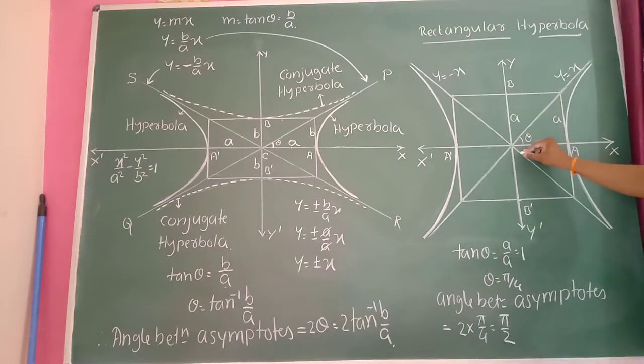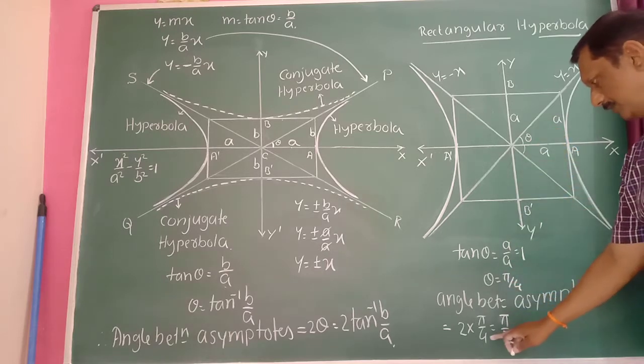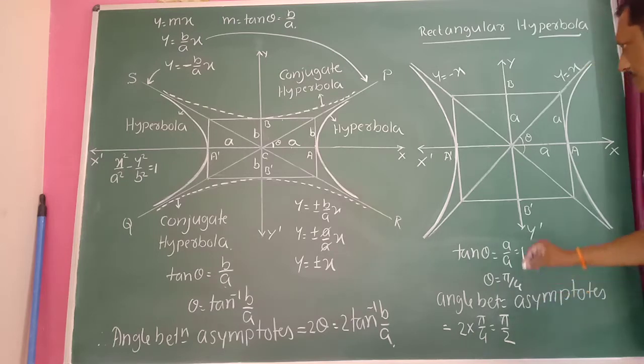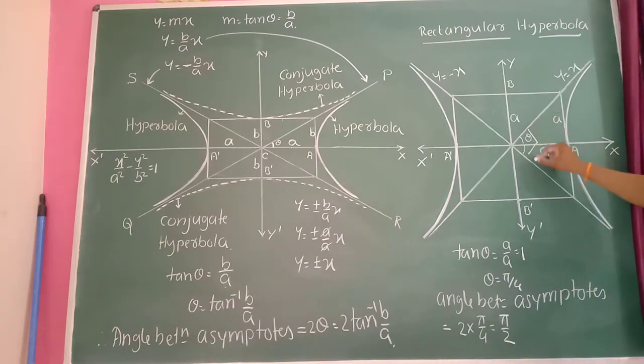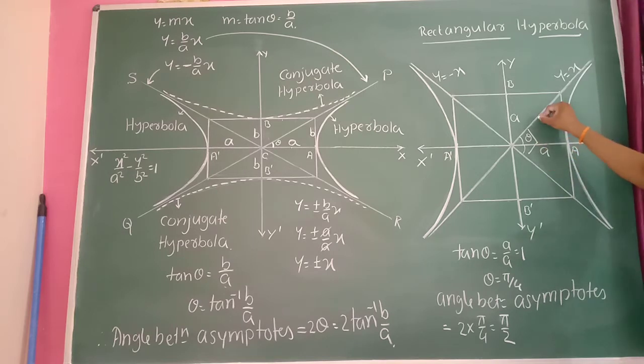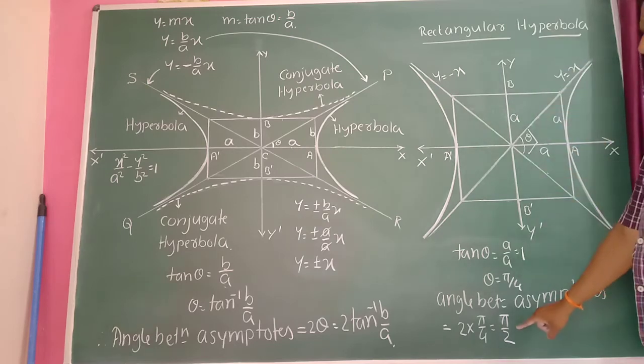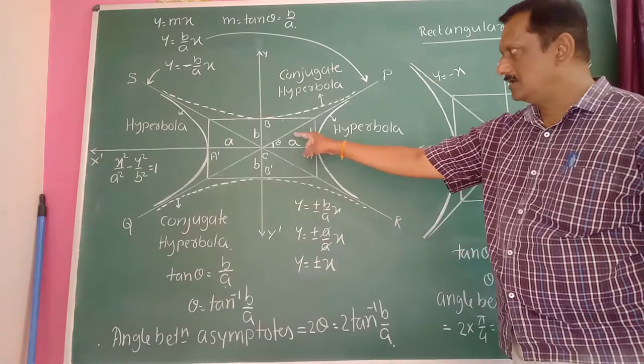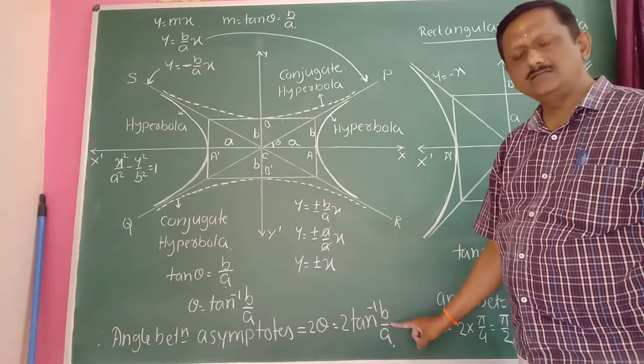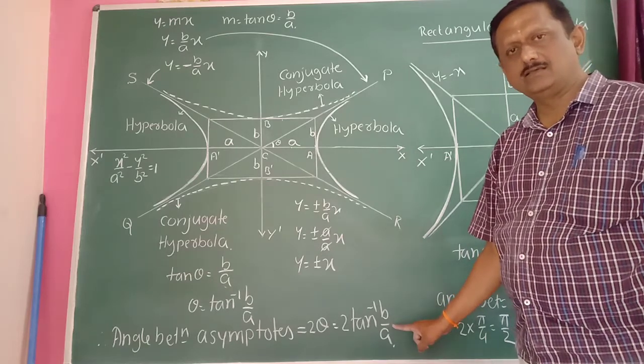So in this case, this is theta, then this is also theta. Theta plus theta becomes 2 theta. Therefore 2 into pi by 4, the 2 and 4 cancel, giving pi by 2. The total angle is 90 degrees, because they are perpendicular to each other. This diagonal and this diagonal are both perpendicular. Therefore the angle between the asymptotes of this rectangular hyperbola is pi by 2. The angle between the asymptotes of the hyperbola is 2 tan inverse b divided by a.